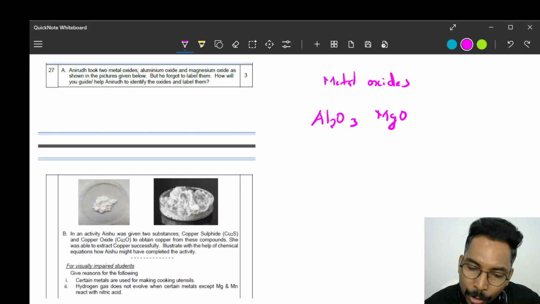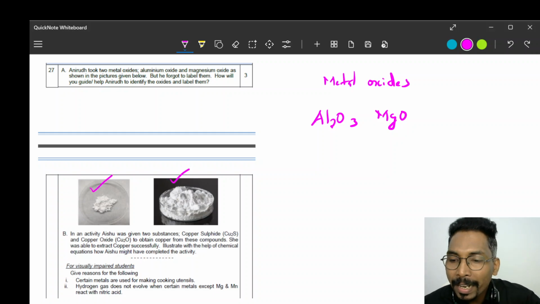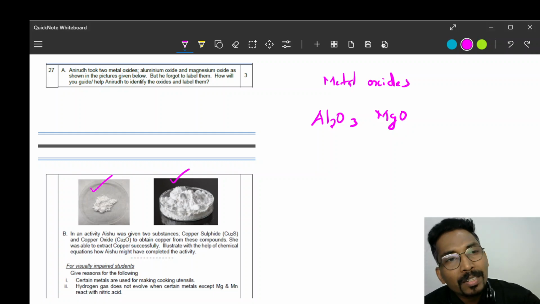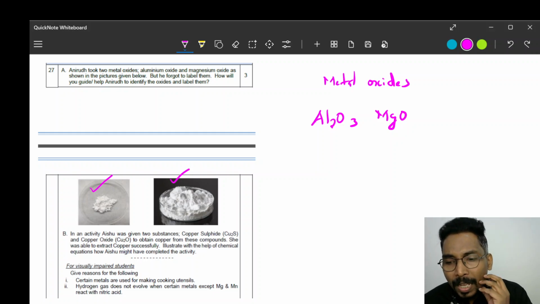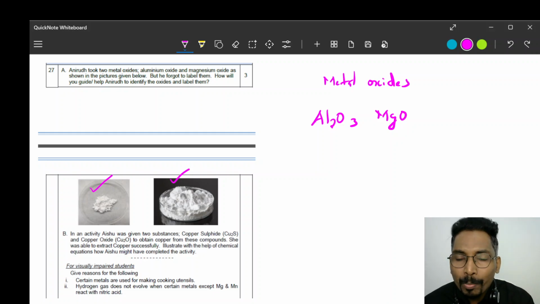Okay, so two oxides pictures are given here, aluminium oxide and magnesium oxide, but the student doesn't know which is which exactly. He forgot to label. So how will you guide Anirudh to label these two oxides? You have to think about the property of these two oxides, then only you can help him to label.